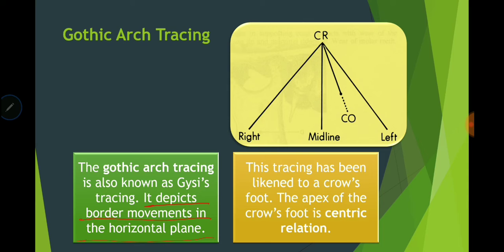So the Posselt triangle. Posselt has two S's. That's the sagittal plane. And then you have the Gothic arch. Okay, this is the horizontal plane.